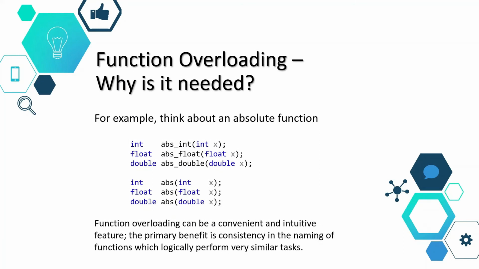Now, there might arise a question as to why is function overloading even required? Like, why can't we just use functions with different names? So let's take an example. Think about a function you want to write that returns the absolute value of a number. The number could be anything, an integer, a float, or a double, which means you will have to define the absolute function thrice for each data type. You can achieve this in two ways, as shown here. The first way is to name the absolute function differently every time, while the second way is using function overloading. In this case, function overloading can be a very convenient and intuitive feature.